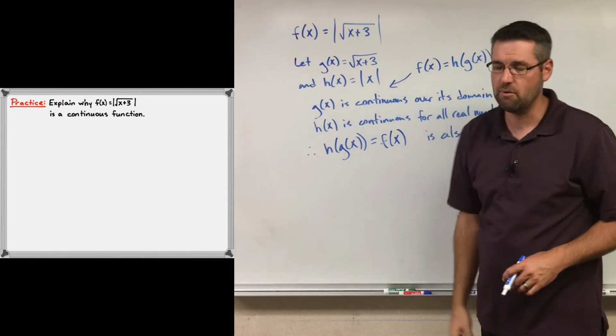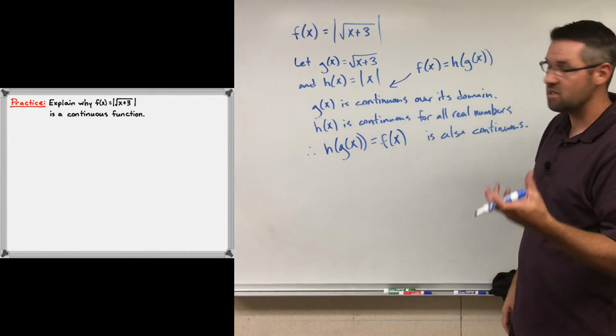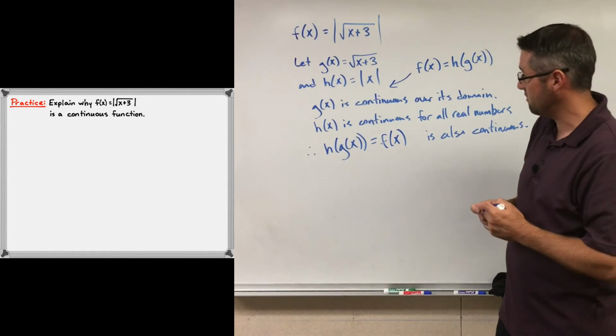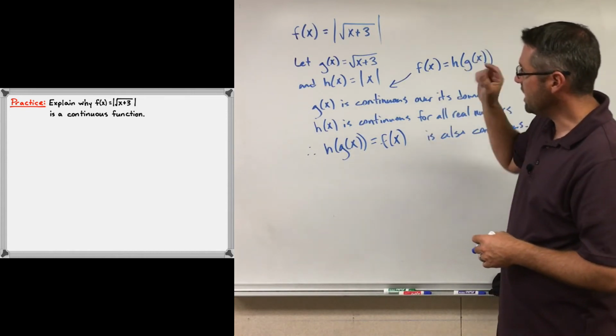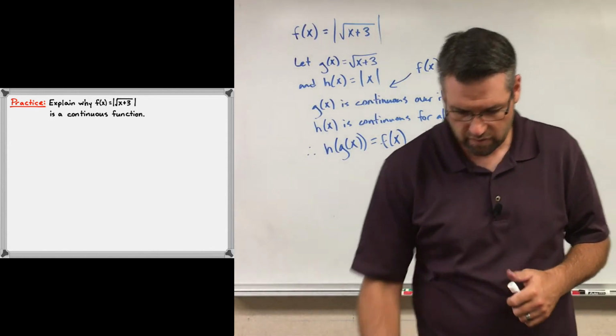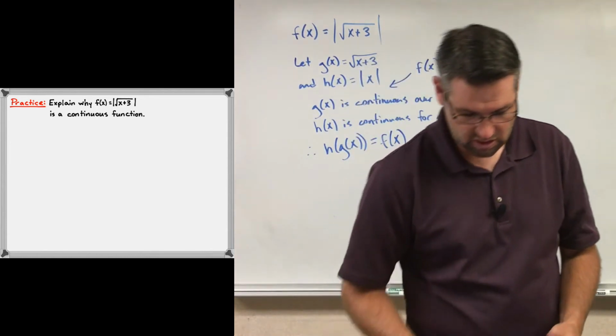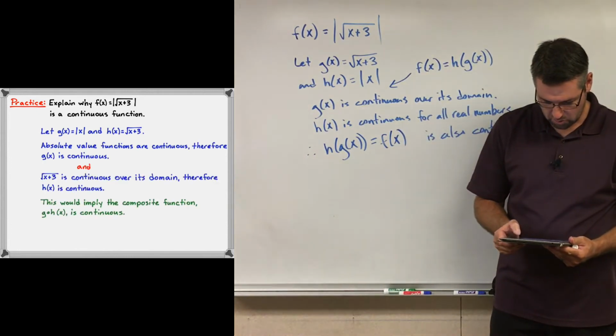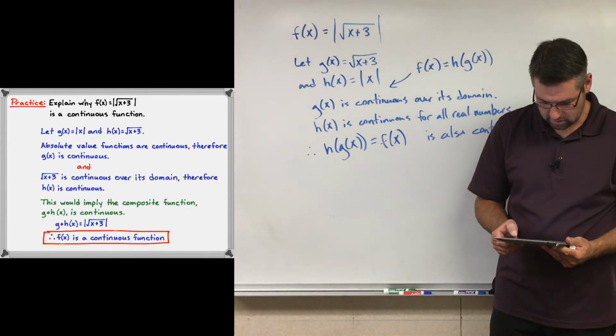So you can see in the previous one, well, it's just quadratic. We could just explain it that way. But the concept was to look at it in terms of composition of functions. If each piece of the composition is continuous, then the composition is continuous as well. Not to belabor that point, because we want to move on to other ideas here.